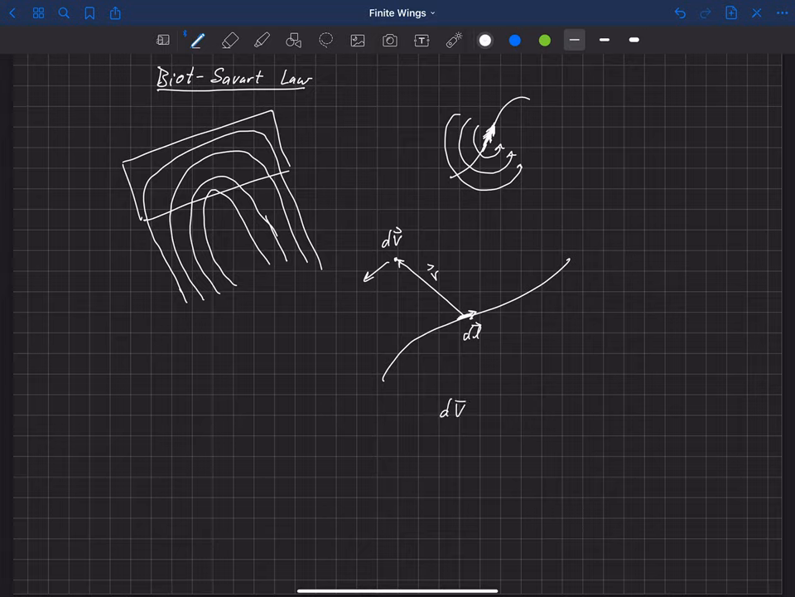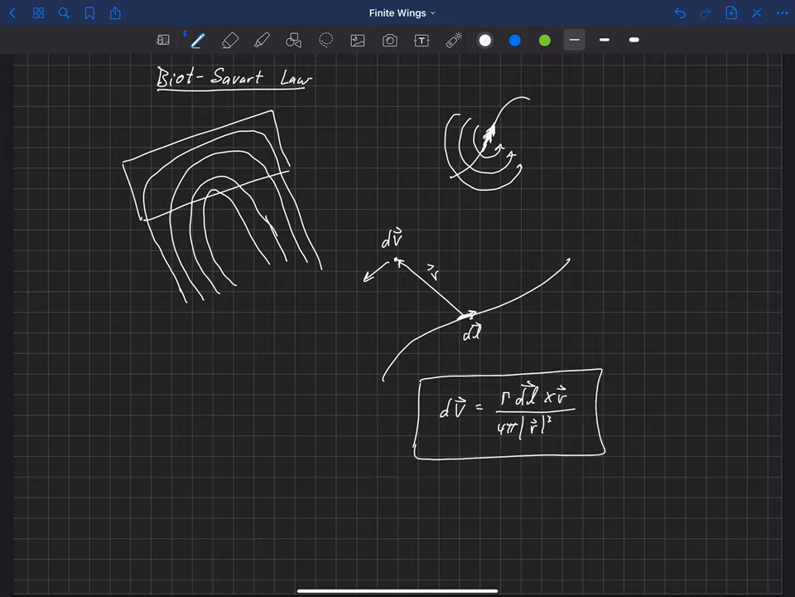And that differential velocity that is created by that differential element can be computed from this equation. dv is proportional to gamma, where gamma is the strength of that vortex, and it's equal to gamma dl cross r divided by 4 pi times the magnitude of r cubed. Okay, so this is called the Biot-Savart law. This is simply how we compute the differential velocity induced by a differential segment of a vortex. And we're going to use this in several different ways.